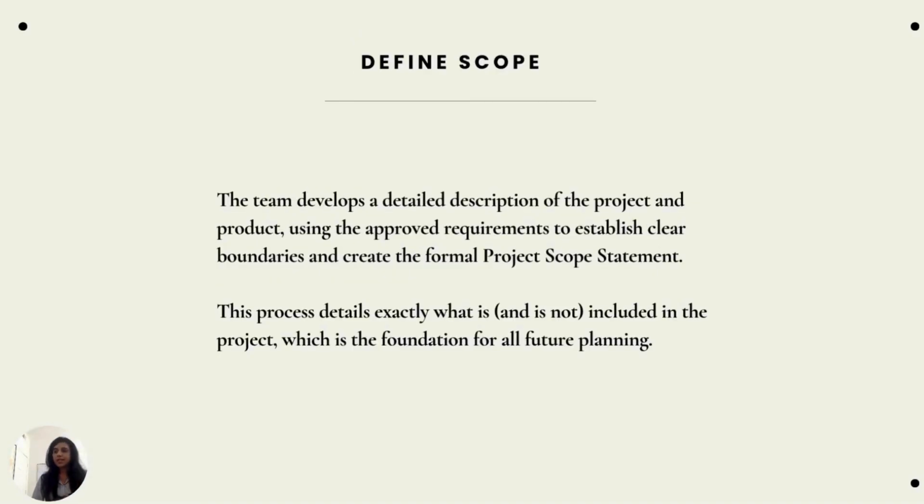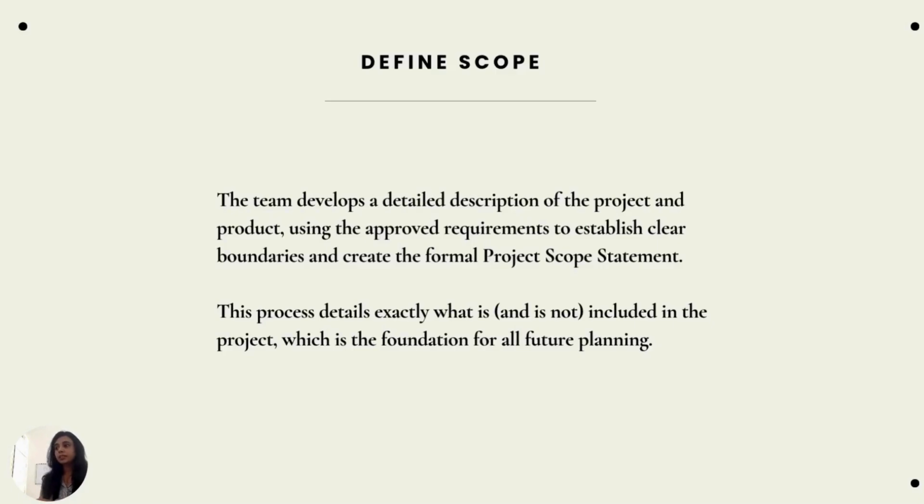Now, what is define scope? As the name suggests, it defines the scope, yes, but who defines it? How is it done? What all things are included? So the team develops a detailed description of the project and the product using the approved requirements to establish clear boundaries and create the formal project scope. Defining scope is done collectively with the team. Creating the project scope, the project manager usually works with the business analyst and the team.